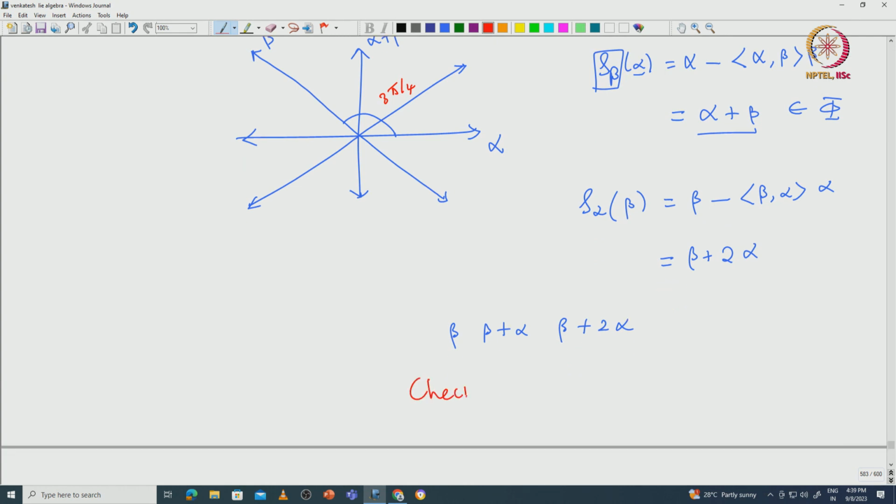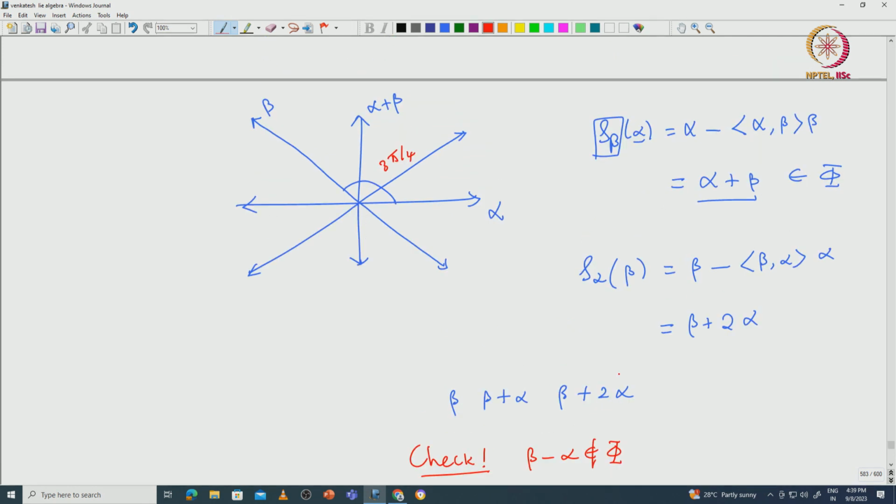So, check: beta minus alpha cannot be a root. So, that means these are all the only roots that we will have. Alpha, beta, alpha plus beta, and then beta plus 2 alpha, and then their negatives: minus alpha plus beta, minus beta plus 2 alpha, and then minus alpha. So, these are all the roots.